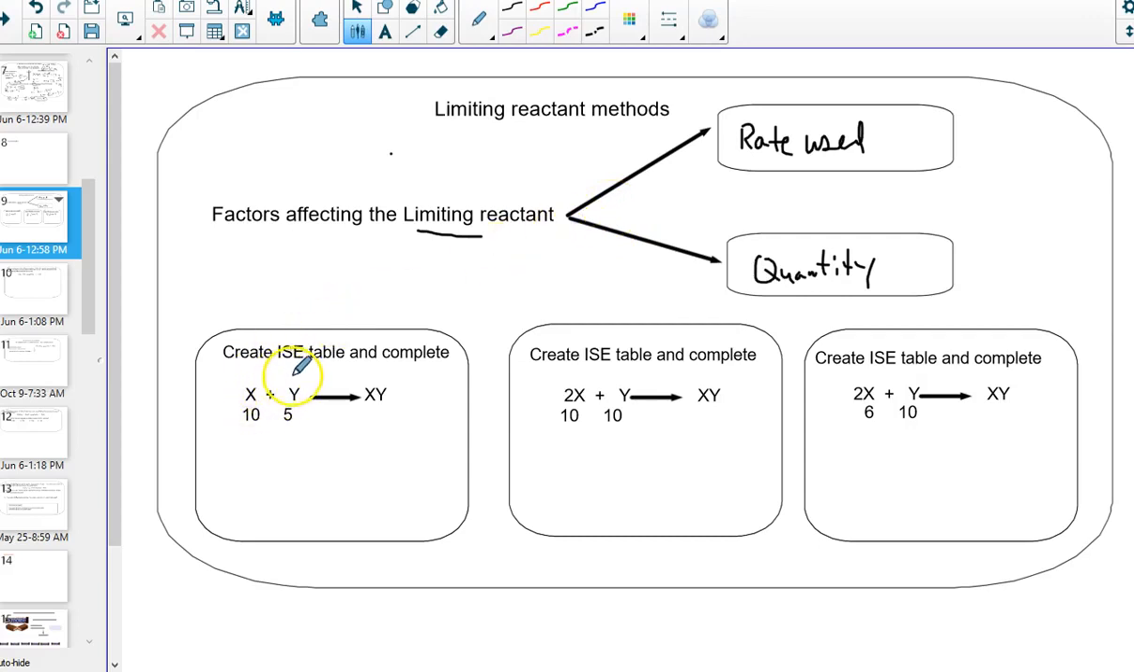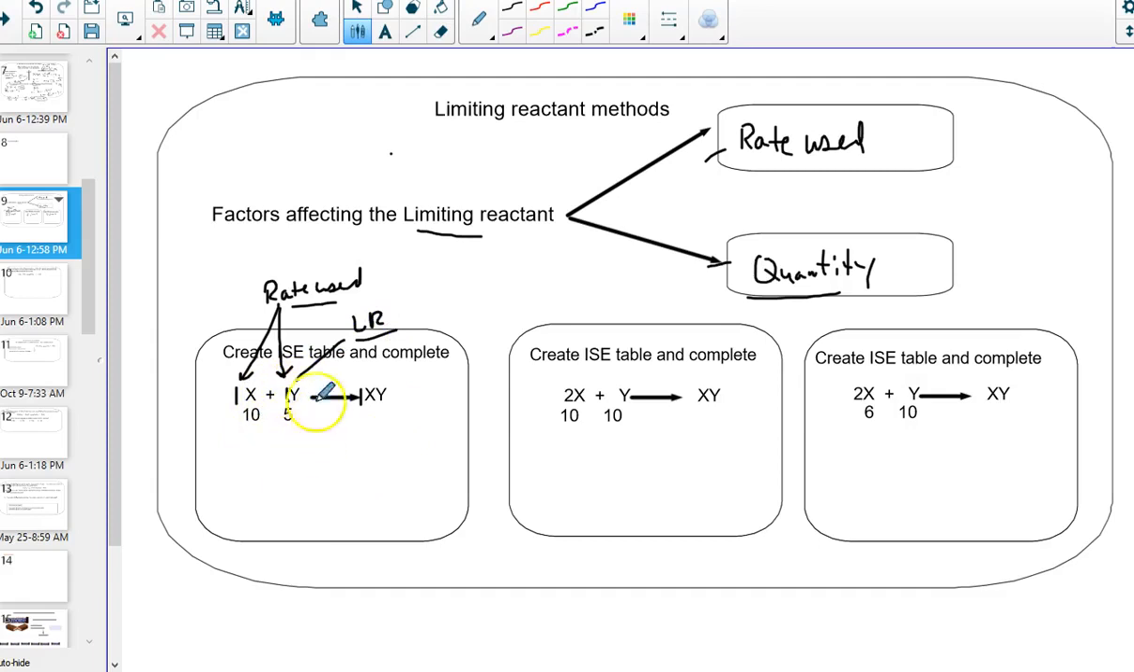X and Y are combined to form XY. Rate used, quantity. The numbers out front here, 1, 1, 1, are your rate used. So these are being consumed at the same rate. Therefore, quantity plays the pivotal role. I have less of the Y, and it's being used at the same rate. So this is my limiting reactant.